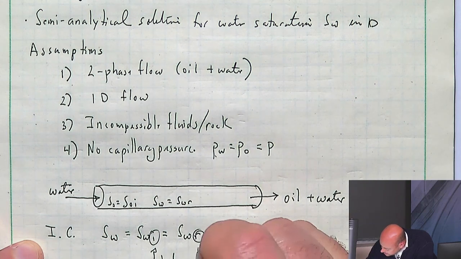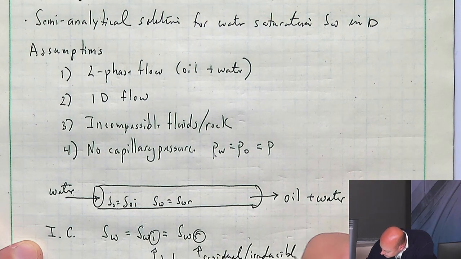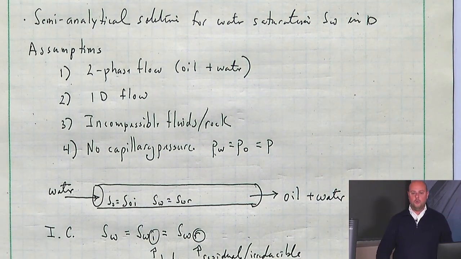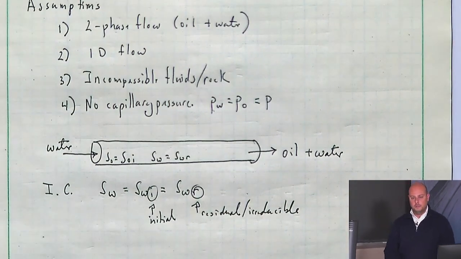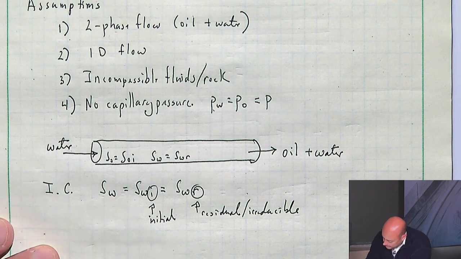And this is residual or irreducible. Technically you could have more water than SWR. It could be higher than that. But in our cases, we'll assume that it's SWR, at least 95% of the time in this class. That's an initial condition.